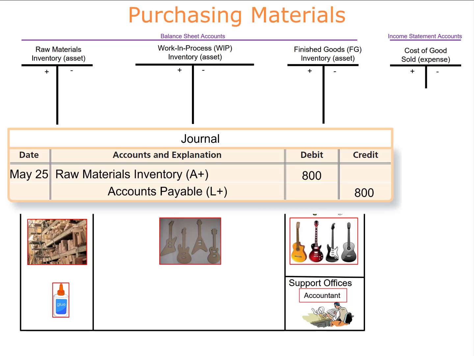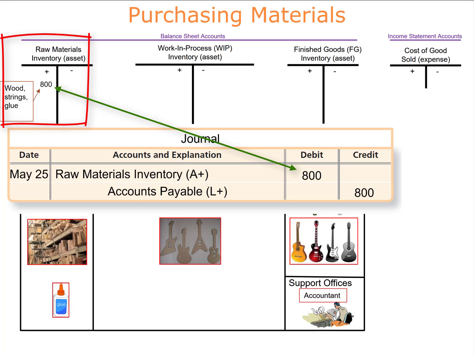Now remember, the A+ for raw materials is just reminding that raw materials is an asset, A for asset, and the plus means the account is going up. And for AP, accounts payable, the L+ is reminding you that this is a liability that is increasing. Then our accounting system, after we journalize this, will post the $800 to raw materials. We aren't showing the posting to AP, accounts payable, but just know that would happen too.